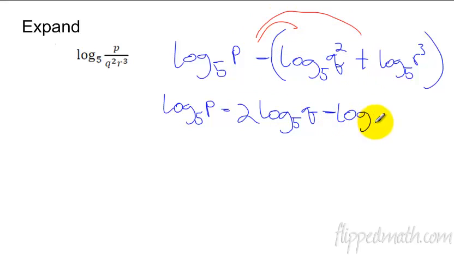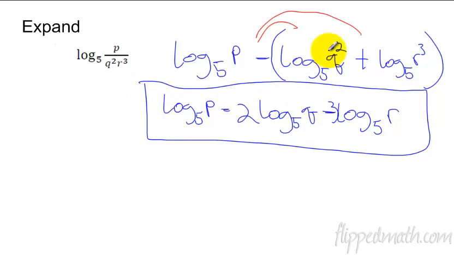And then we have log base 5. Oh, wait, I forgot the 3. The 3 goes in front here. Let's squeeze that 3 in. 3 in front, log base 5 of r. There's our expanded. So when you expand, don't forget to bring those exponents to the front, which I almost forgot right here with the 3.